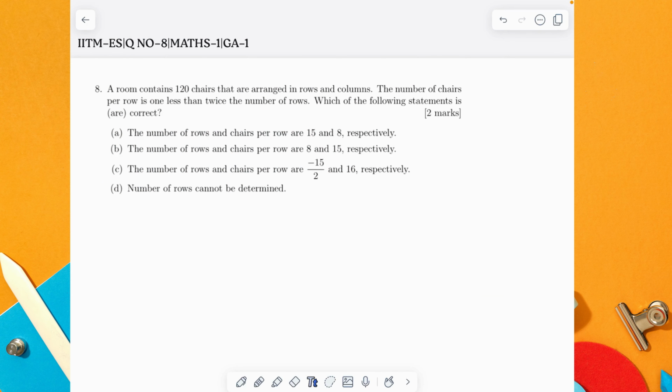Hi everyone, now we are going to look at the 8th question of IITM-Maths Max 1 for graded assignment 1. Okay, now let's see how to solve this question. So this question may look a little difficult, but if you understand it logically, it is one of the very easiest questions. Okay, now let us see.